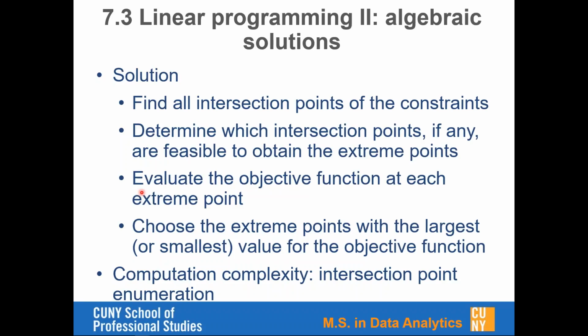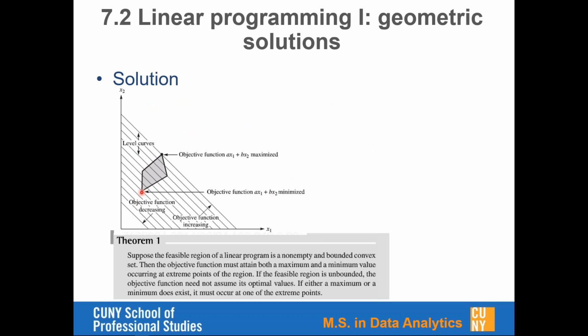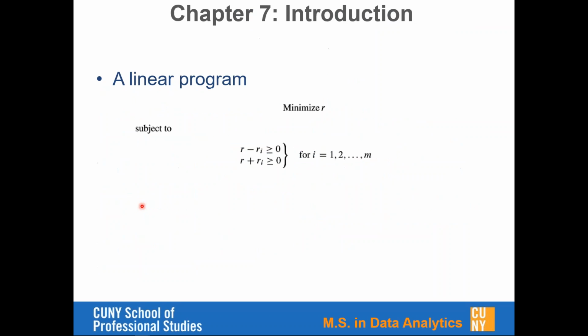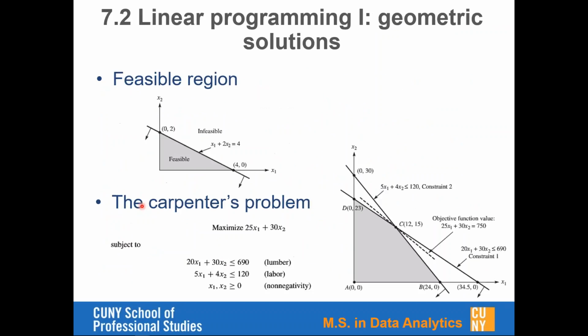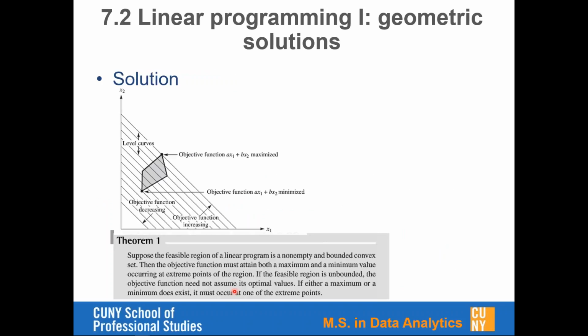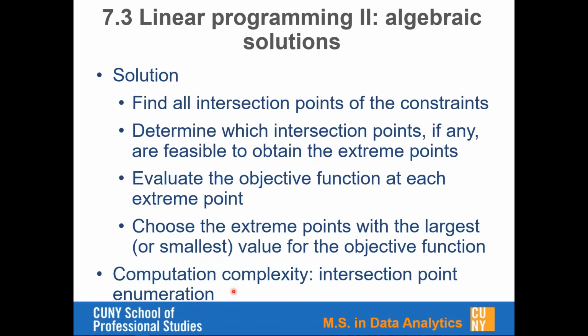And then the second way we discuss is called algebraic solutions. The way you do it is you find all the intersection points of the constraints. In this case, all the intersection points would be 1, 2, 3, 4, as well as those two, because x1 larger than or equal to 0 is also one of the constraints, right? So that's all the 6 points that we have, the intersections, and then we evaluate all of them.